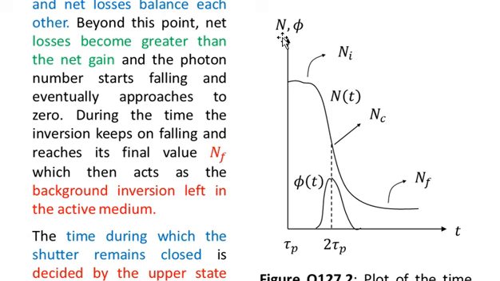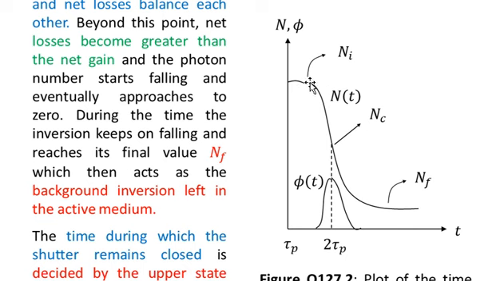You see that I am plotting n and phi along the vertical axis and t along the horizontal axis. And I have shown the times tau p, at which the shutter is opened, and 2 tau p. You can see that Ni is the initial population inversion. Just when the shutter is opened, the population inversion that was present was Ni. That is why it is called the initial population inversion.